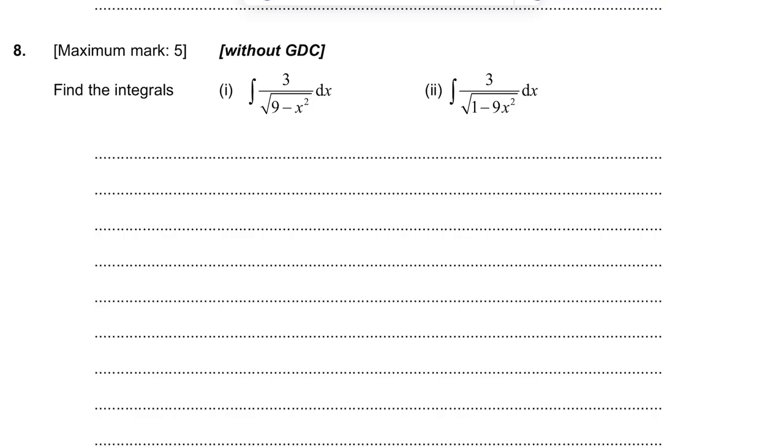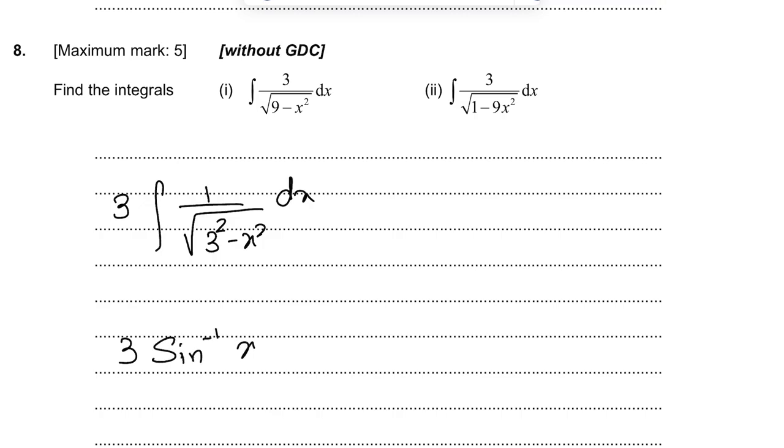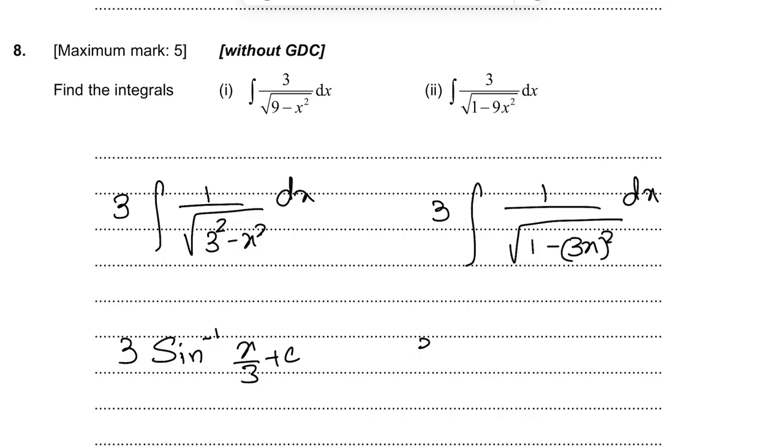Question number 8. Integral of 1 upon square root of 3 square minus x square dx. This is sine inverse of x upon a plus c. Then again, part 2, integral of 1 upon square root of 1 minus (3x) whole square dx. So it becomes sine inverse 3x upon 1 times 1 upon 3 plus c. So 3, 3 cancels. Therefore, the answer is going to be nothing but just sine inverse of 3x plus c.